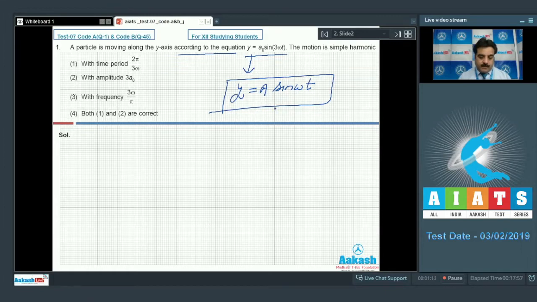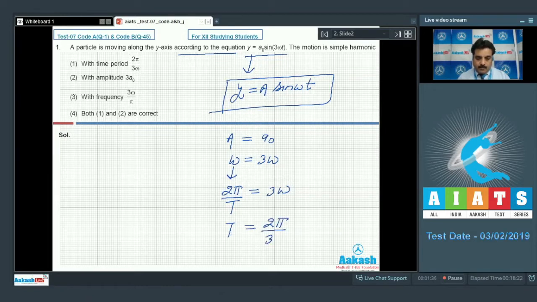So if I compare, I can say the amplitude will be A naught and omega will be equal to 3 omega. You know that omega is equal to 2 pi upon T, where T is the time period, and that is equal to 3 omega. So the time period will be 2 pi upon 3 omega, and the amplitude is A naught. So option number 1 will be the right choice. Let's move on to question number 2.